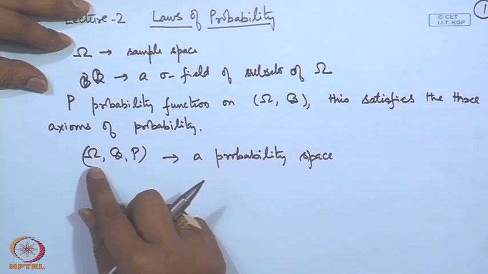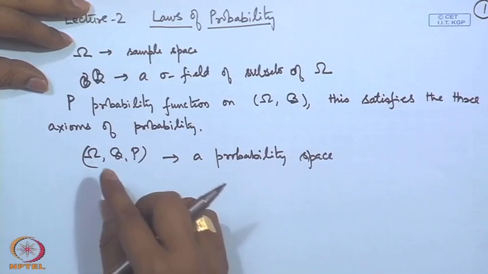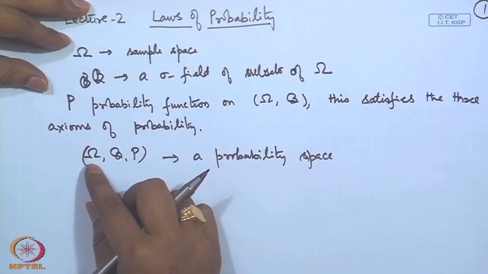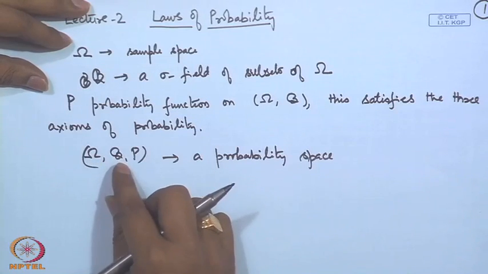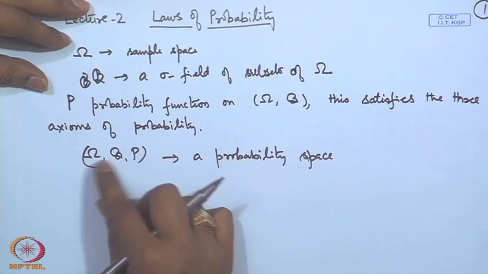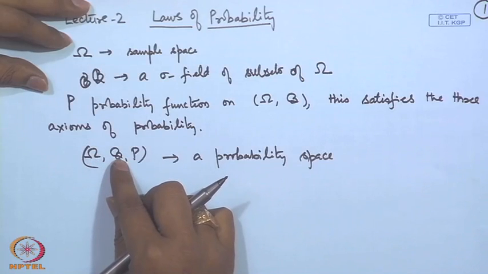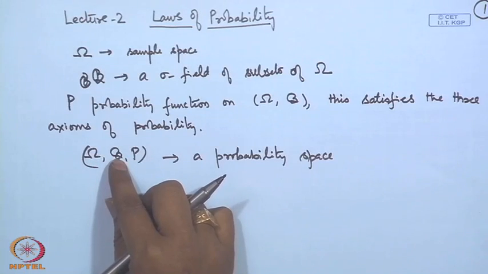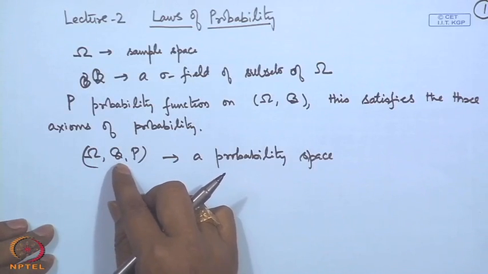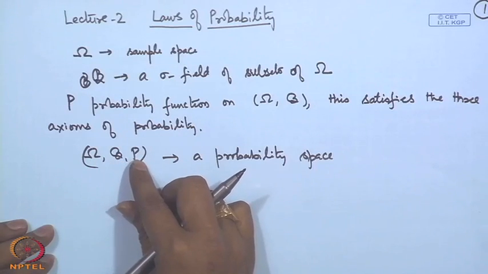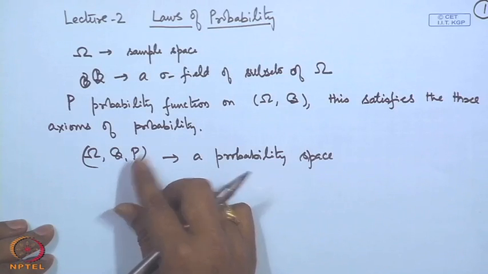So, let us look at our structure. We have a random experiment. On the basis of the random experiment, the possible outcomes which are of interest to us are collected in a sample space called omega, and we consider a class of subsets of omega which satisfies certain conditions. As we recollect from our last lecture, it is a sigma field, and then on this we define P as a probability function which satisfies the three axioms of probability.